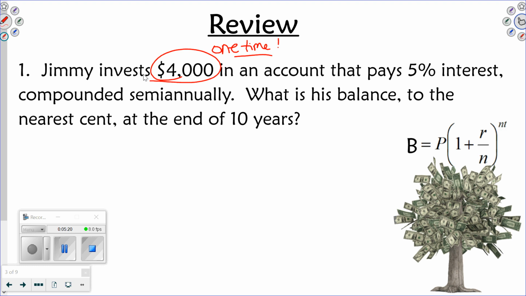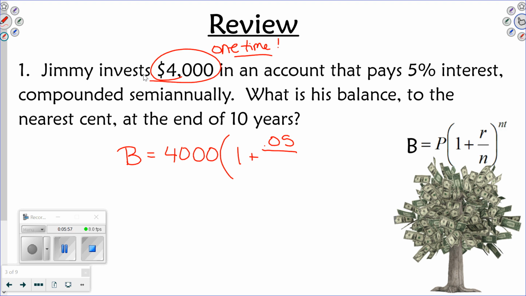All right, so I did put the formula up here for you. So B equals my principal, which is 4,000, 1 plus my rate, 0.05. What's N stand for? How many times is compounded? Right now, on your formula sheet, if you are somebody who cannot remember what N stands for, write it down. N equals number of times compounded per year. Yes. Okay, what about semi? That's 2.